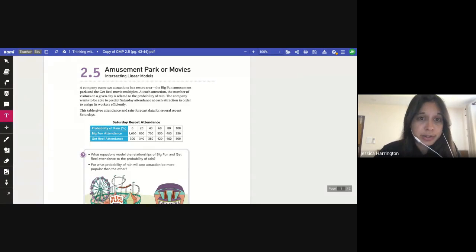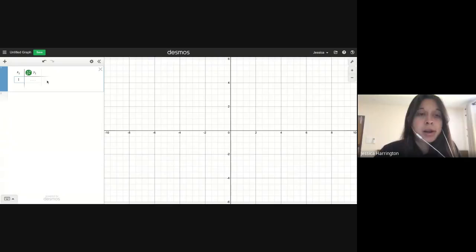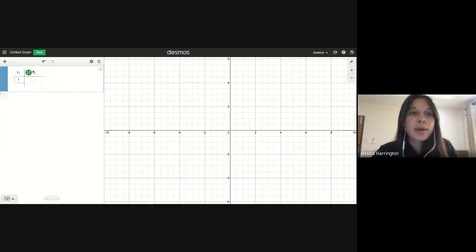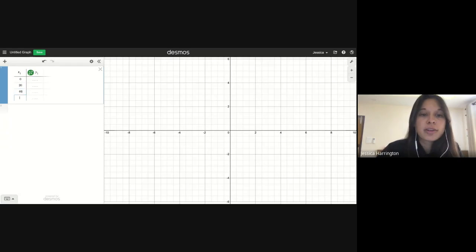If I need to put in a table, the first thing you do is you come over here and you hit plus, and you hit table. All right, for the first one, I'm going to make a table for the amusement park. The percentage of rain went up by 20s all the way to 100. So my X's are 0. Oops, I already made a mistake. 0, 20% chance of rain, 40% chance of rain, 60% chance of rain, 80, and 100.